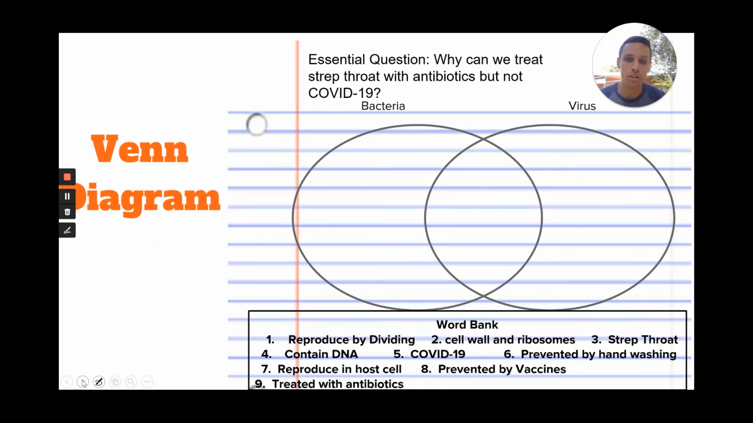All right, so we're going to do a little comparing and contrasting of bacteria versus viruses. What you're going to do is on the bottom, you have a word bank. I want you to write each of the phrases or words in that word bank. I want you to put it under either bacteria, if it only applies to bacteria, under virus, if it only applies to virus. And if it applies to both, I want you to put it here in this middle section. I want you to do this on your own. And when you're done, I want you to click continue, and then we'll go over it together.